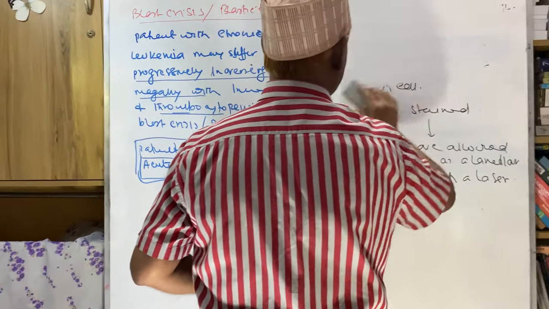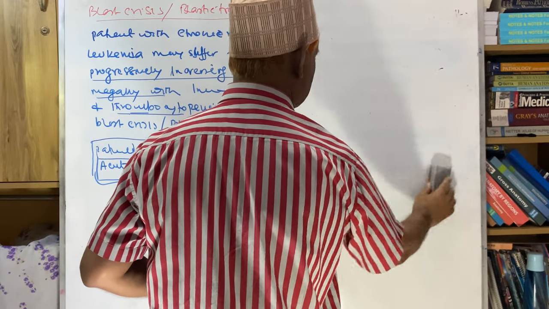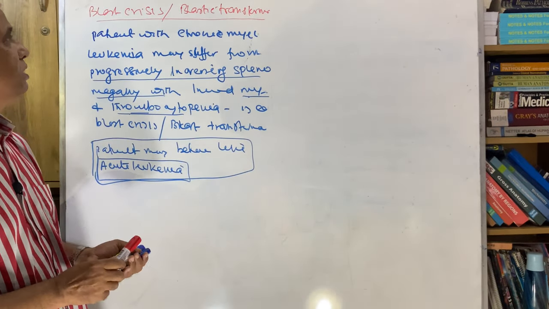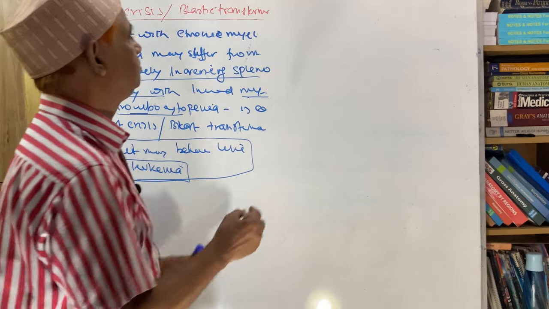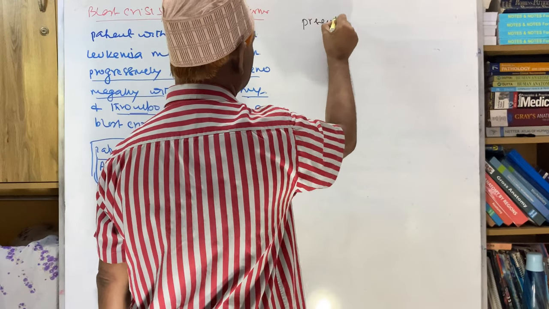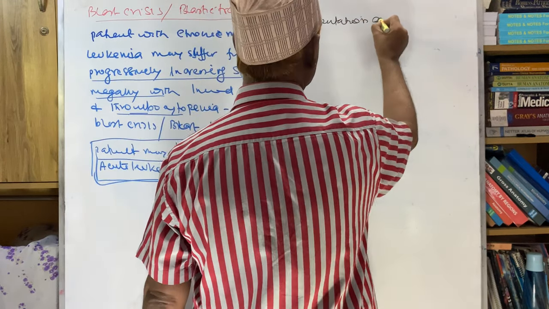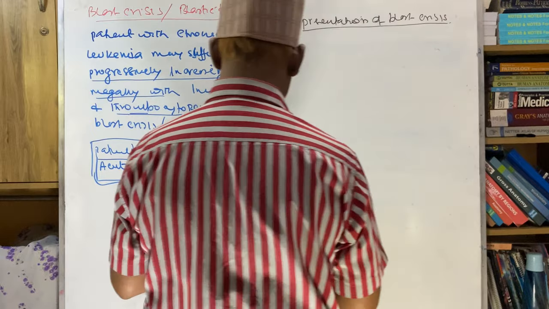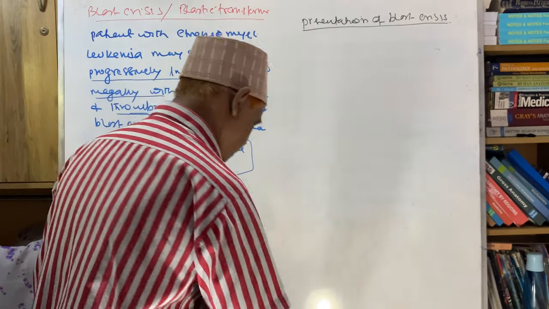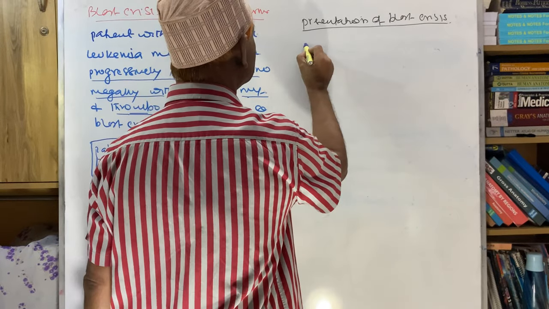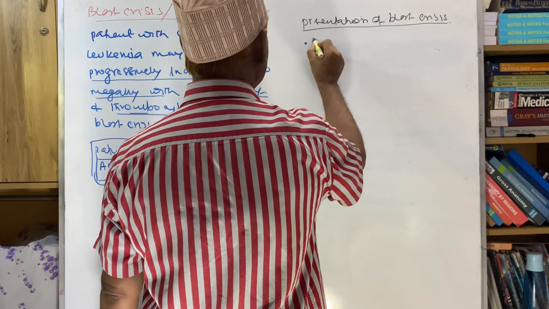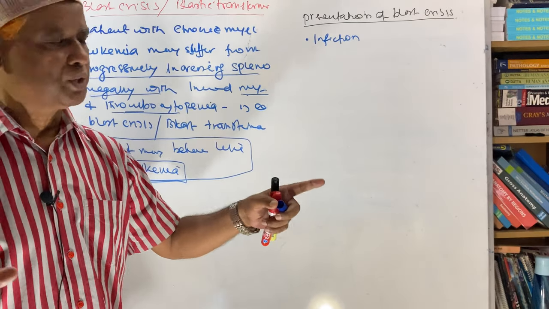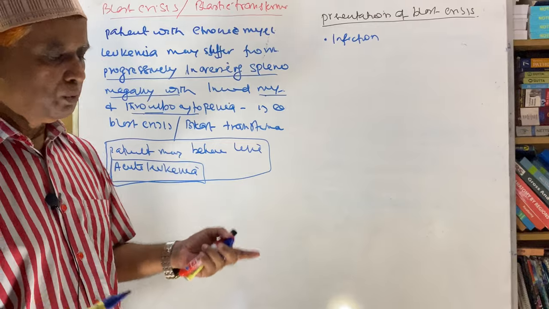So if anybody suffers from blast crisis or blastic transformation in CML, what may be the presentations? The presentations are like infection. As most of the cells are myeloblasts, there is more chance of infection. So due to infection, the patient may come to you with frequent fever.